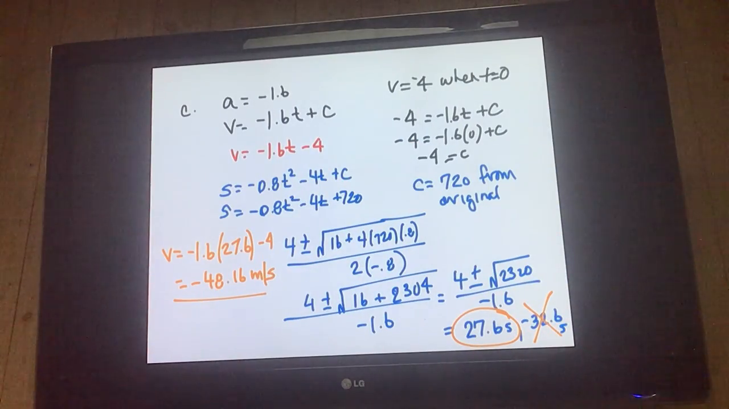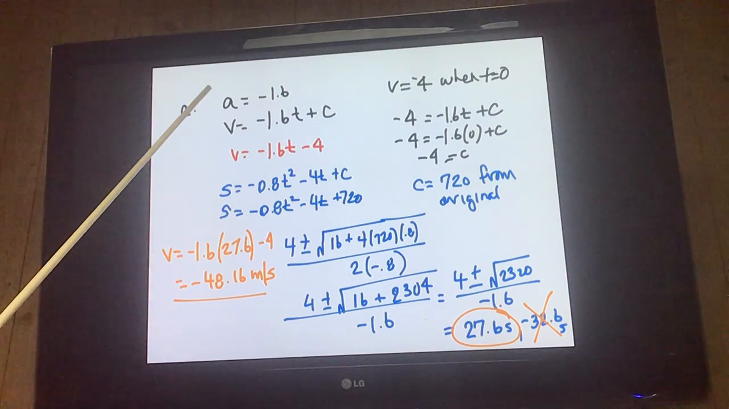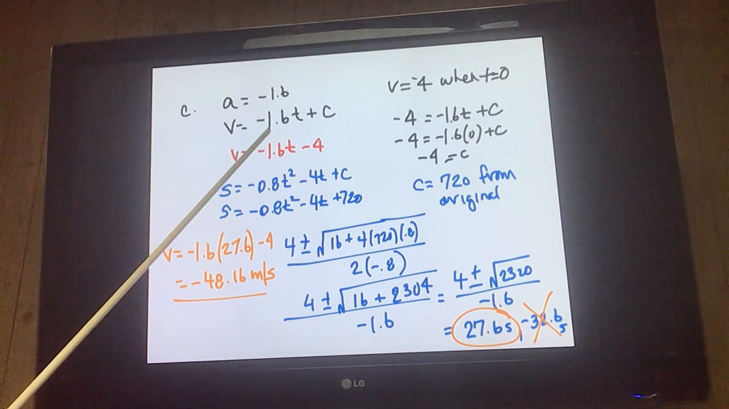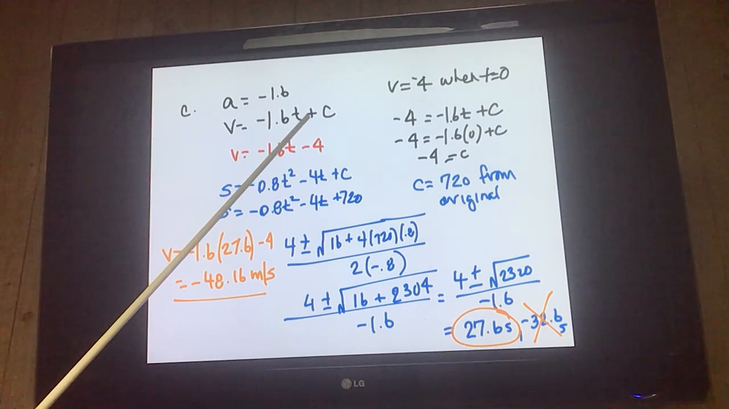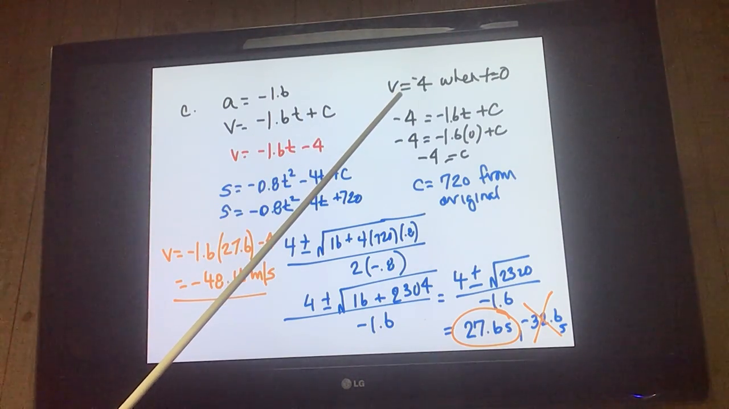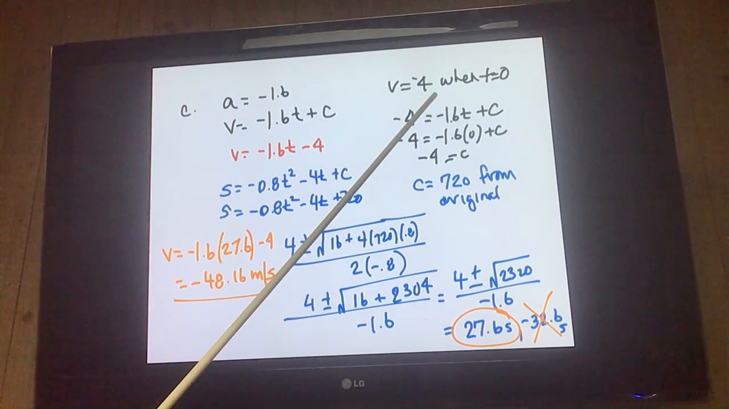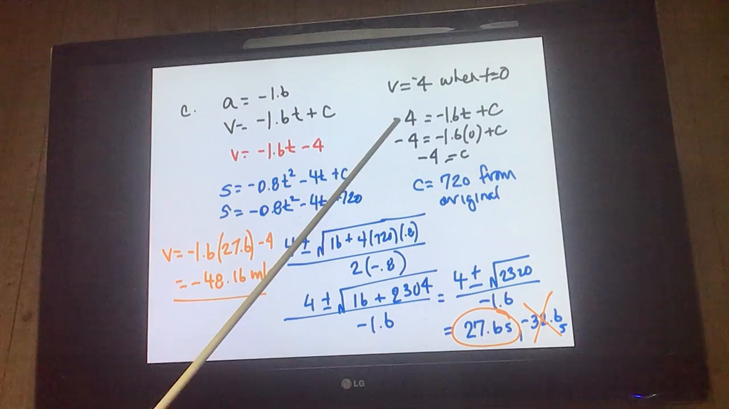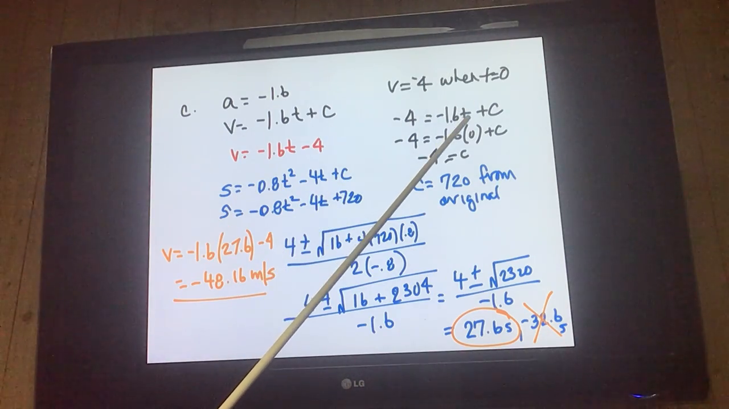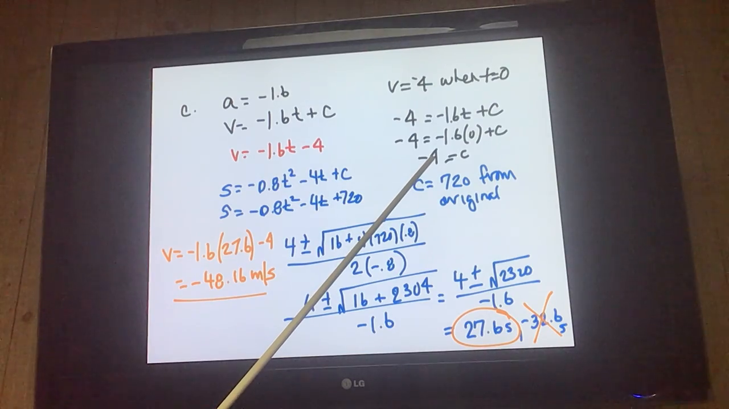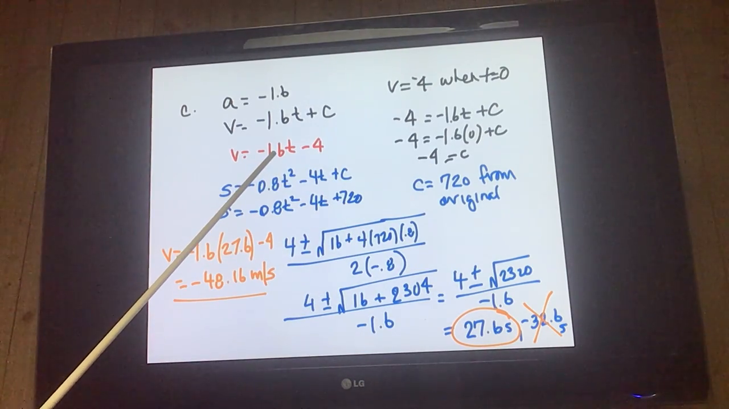Now letter C. Letter C said, okay, instead of just dropping it, we threw it down. So therefore, we're going to do the same process. Negative 1.6, antiderivative, negative 1.6t plus c. Well, when time equals 0, the velocity is negative 4. Alright, so I put negative 4 in for v, put 0 in for t. I find out that c is negative 4. So here's my velocity equation.